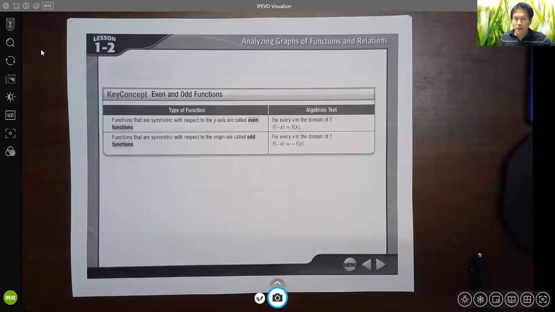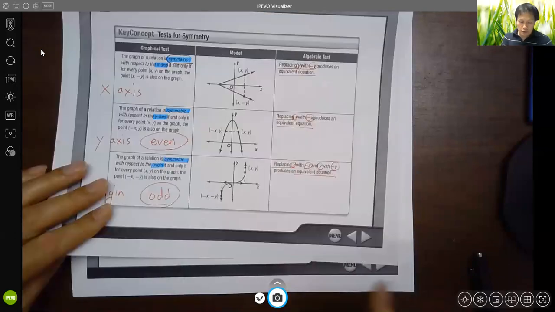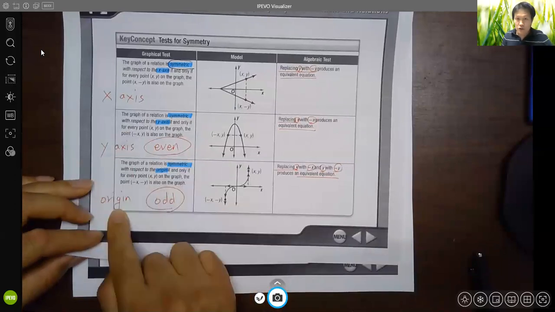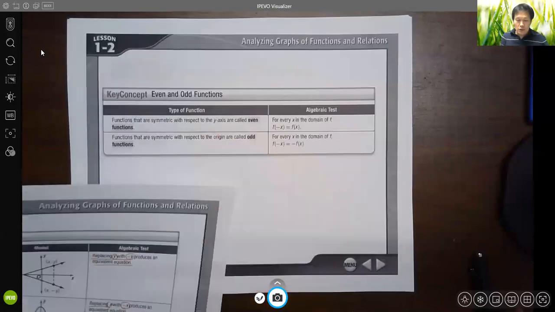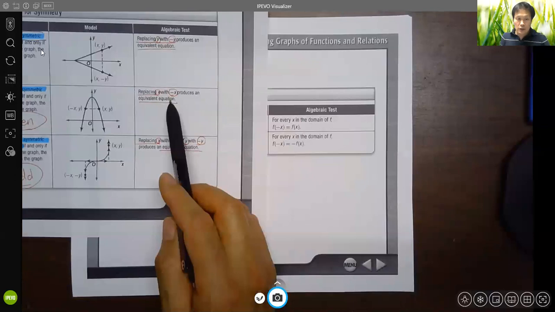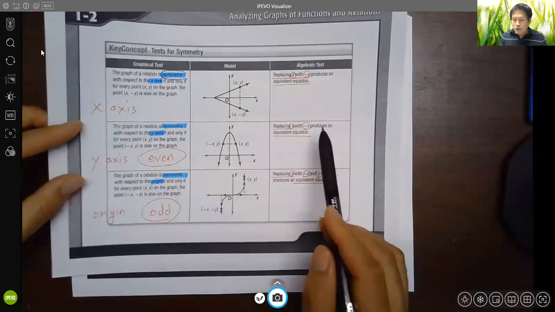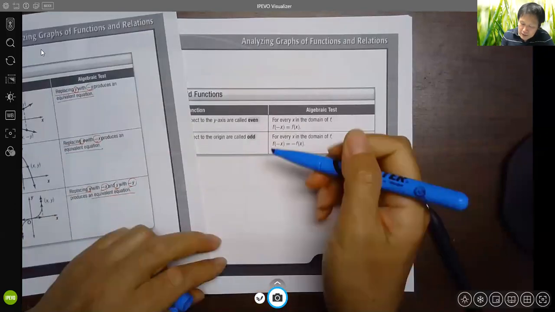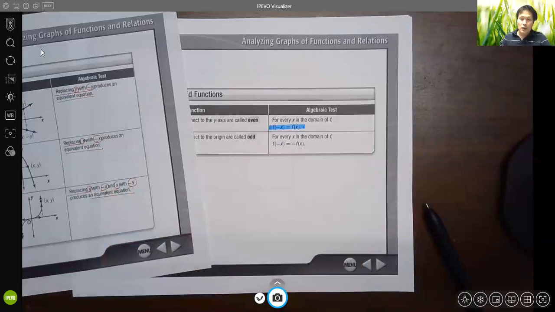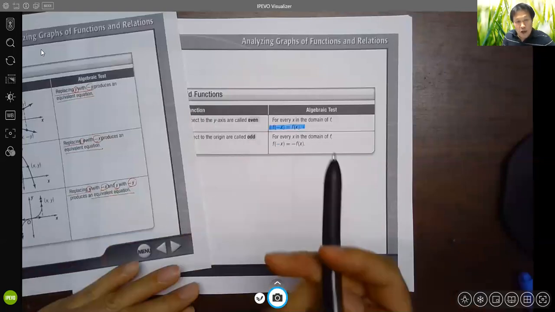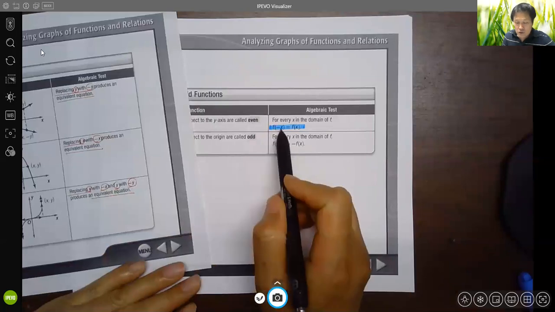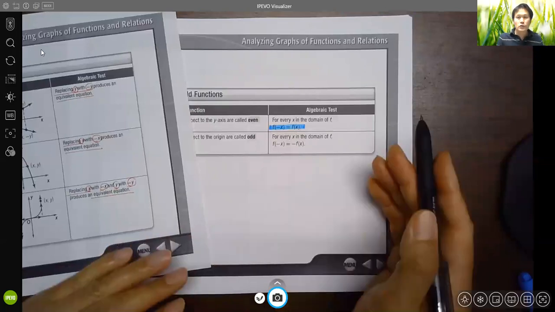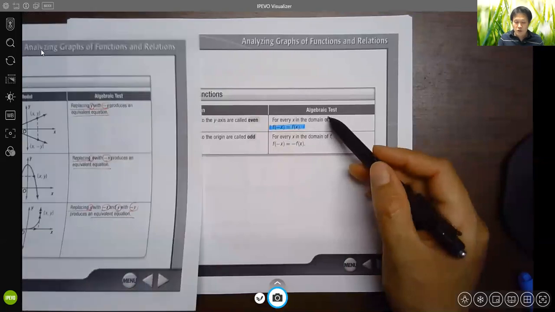So I already talked about this. Symmetric over the y-axis is an even function. Symmetric over the origin is an odd function. So we have a name for it. I told you this is how you show it algebraically. For an even function, replace x with minus x, and they should be exactly the same. Another way to test that is you try f of minus x, show that it is equal to f of x, which is the original. Then that's how you do the algebraic test showing an even function.